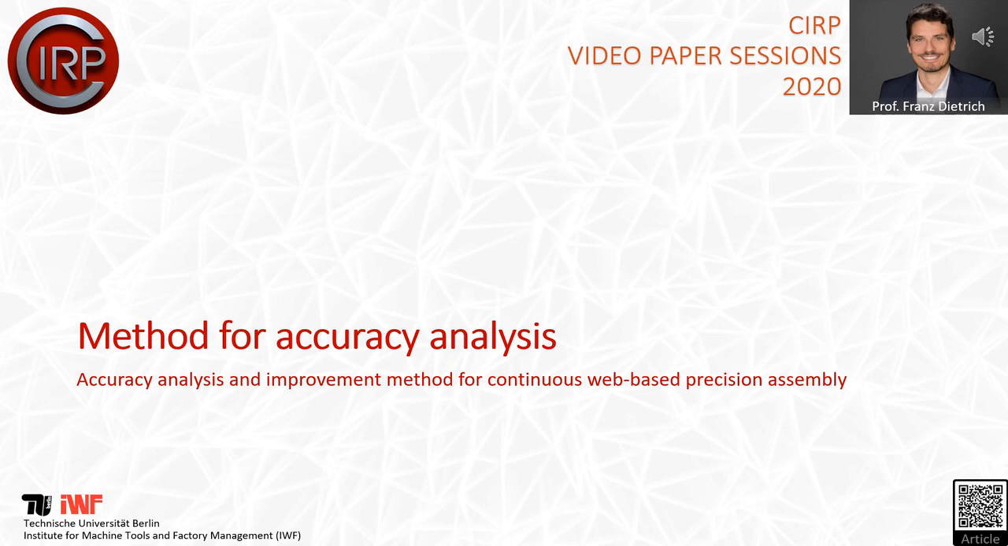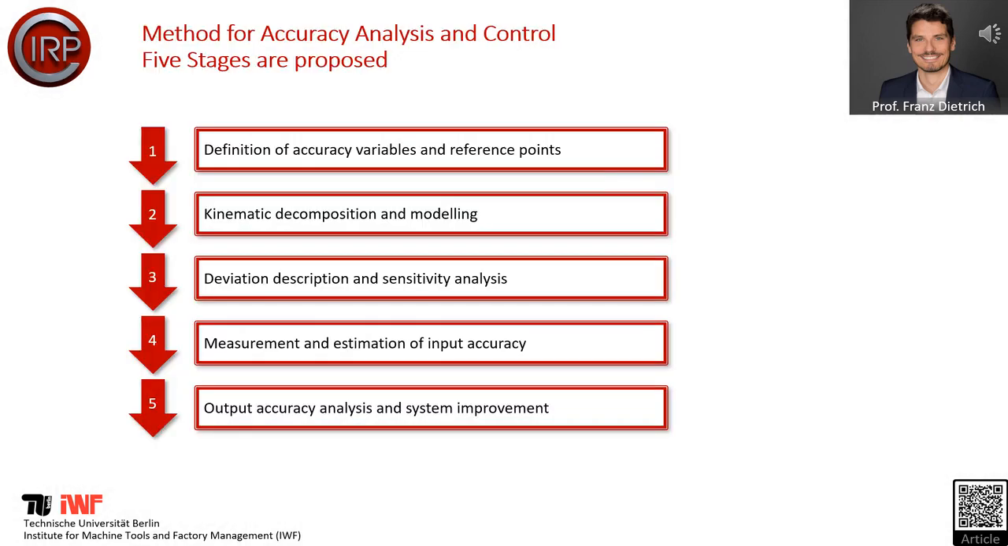Now I'd like to present the method that we've elaborated and used for our project. We propose to use 5 stages. In the first stage, the definition of accuracy variables and reference points takes place. The second stage is about kinematic decomposition and modeling. In the third stage, deviation description and sensitivity analysis takes place. The fourth stage is an experimental one where it is about measurement and estimation of the input accuracy. And in stage 5, the final stage is about output accuracy analysis and system improvement.